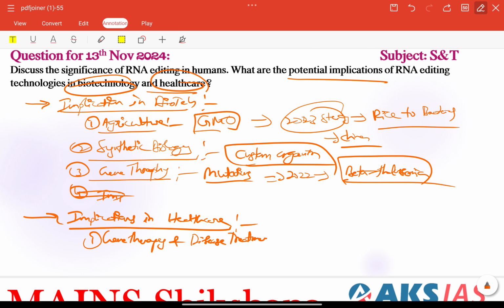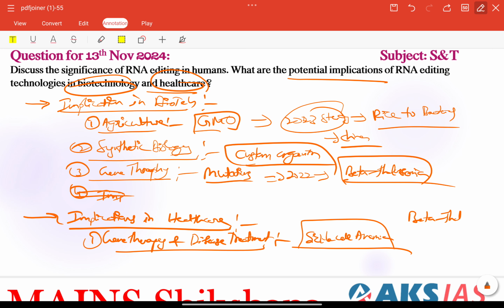Disease treatment, right? Here RNA editing could correct genetic defects, offering a potential cure for diseases like sickle cell anemia and muscular dystrophy, right? These types of diseases can be cured. Recent advancements have already shown the possibility of curing beta thalassemia using RNA editing. That is also very important.